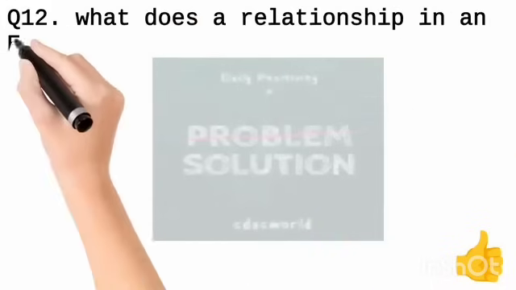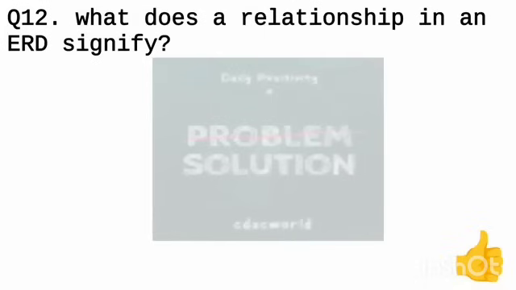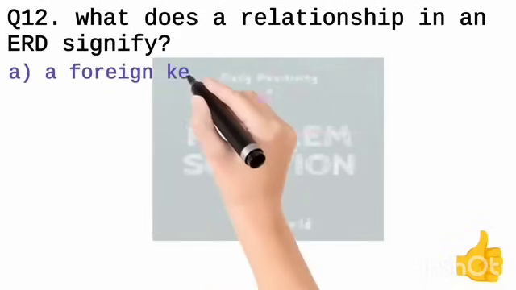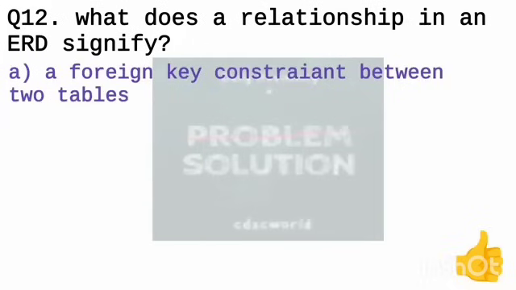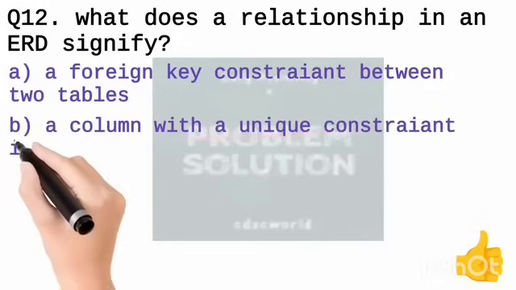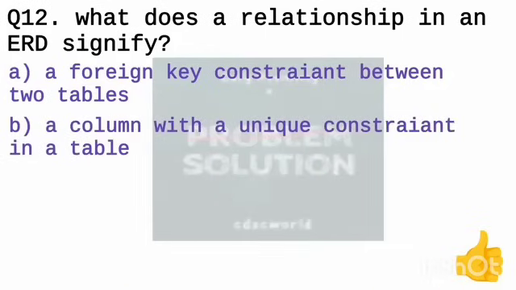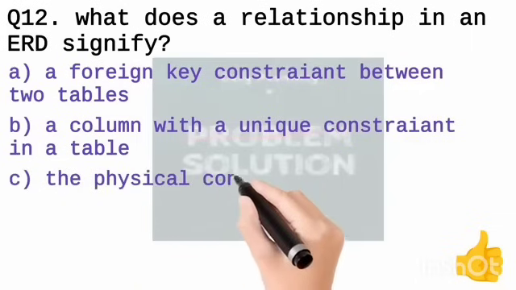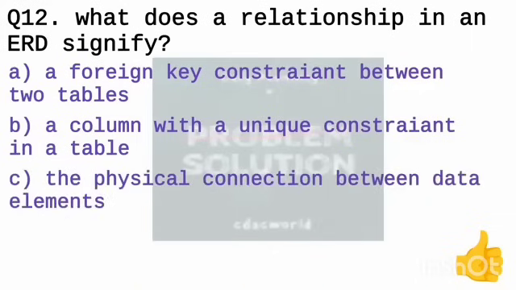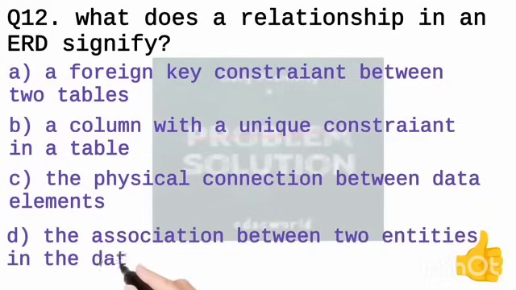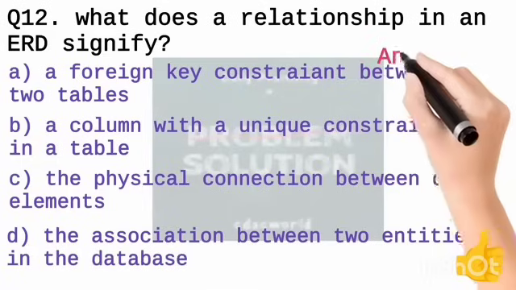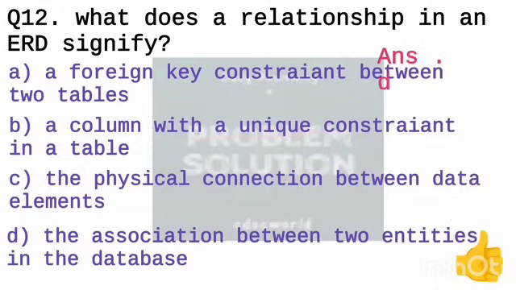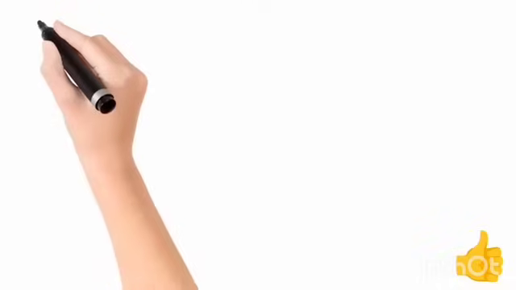Query number 12. What does a relationship in an ERD signify? Option A. A foreign key constraint between two tables. Option B. A column with a unique constraint in a table. Option C. The physical connection between data elements. And option D. The association between two entities in the database. And the answer is D. The association between two entities in the database.